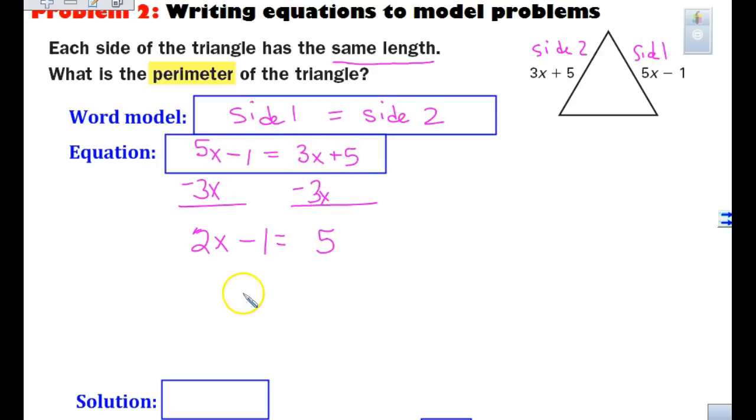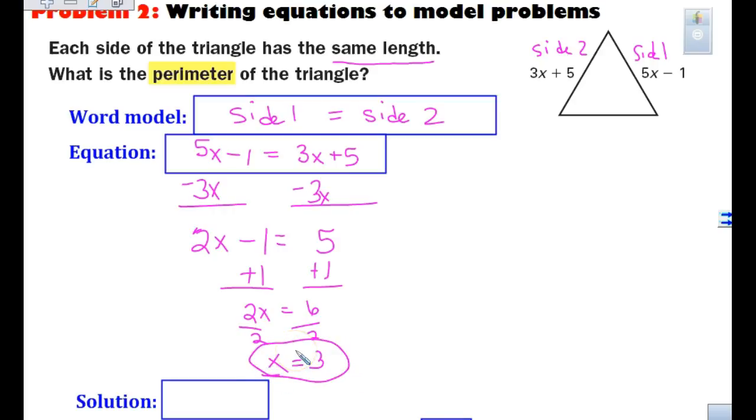So Devin, next step. You would try to get away from -1. We're going to add 1. So this is when we did the tiles. This is when we had to add, this was like our negative tile, we had to add a positive. But as we're looking at this, we're adding 1. So Adam, I get 2x equals 6. What do I need to do to finish? Divide by 2.